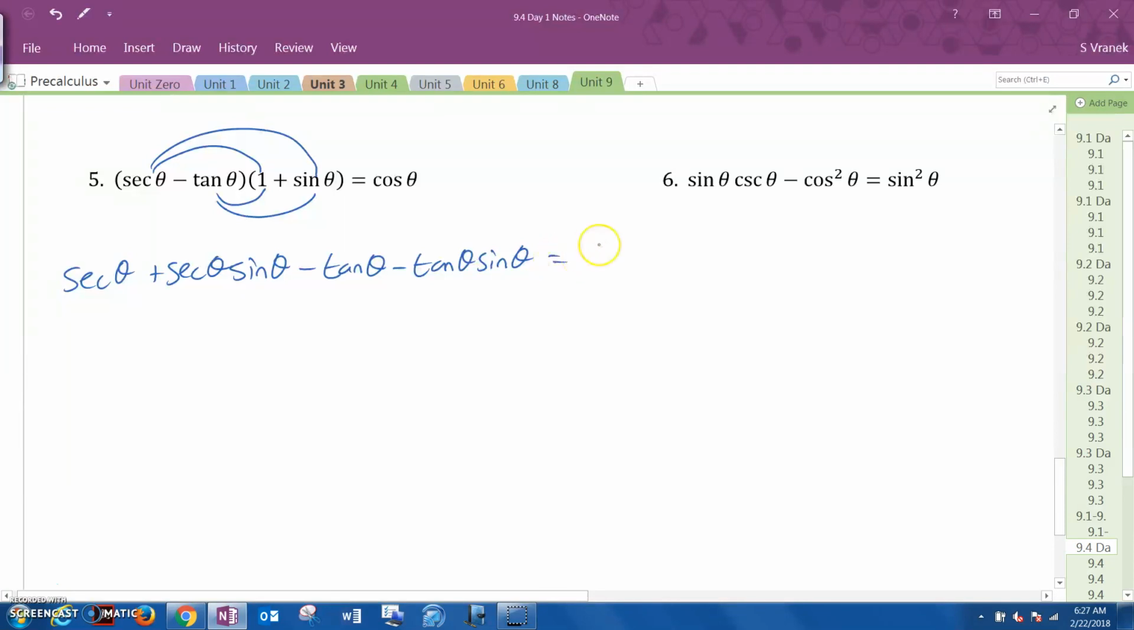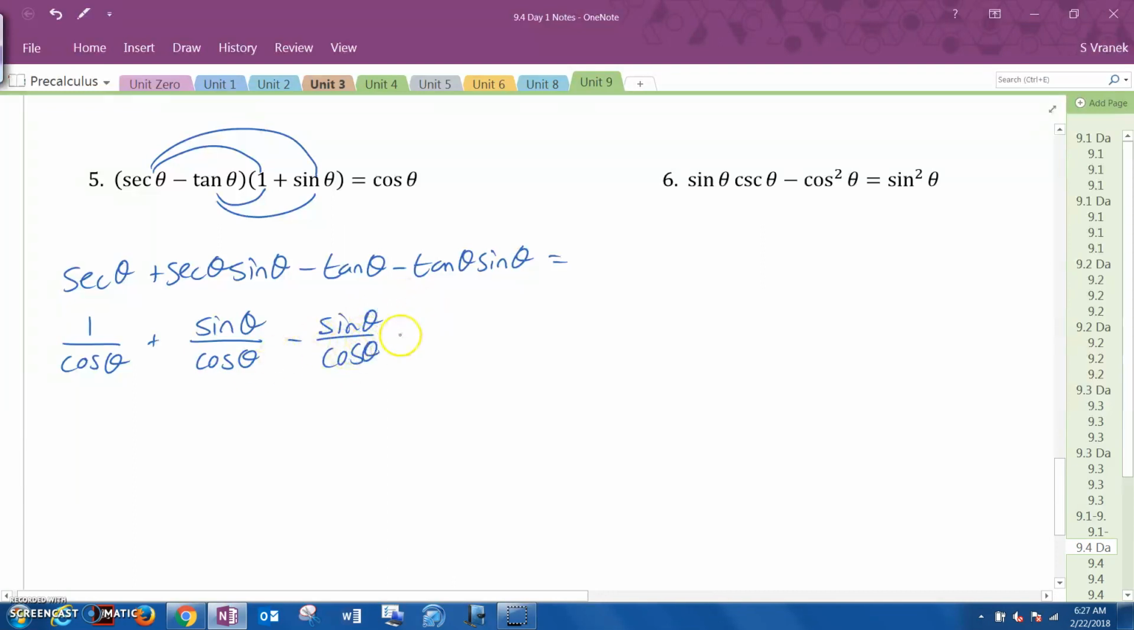Okay. That doesn't help me much, but I have a lot of secants and tangents and sines. So when I have all that and there's no squareds, I have to turn everything into sines and cosines. So I have a 1 over cosine plus sine, and this will become over cosine. Or you could think about it as multiplying by 1 over cosine, but I'm just going to do that. Minus sine over cosine, because that's what tangent is.